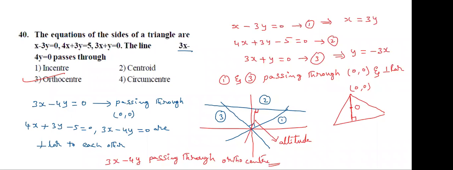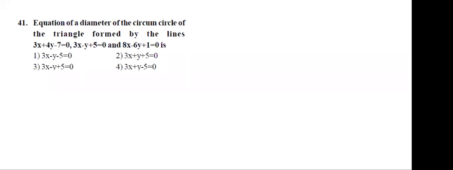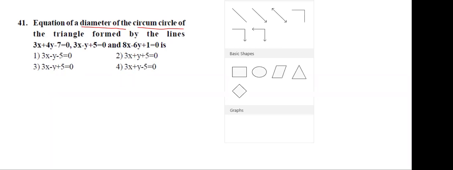Right, third option correct. Question 41: equation of a diameter of the circumcircle of the triangle formed by the lines.